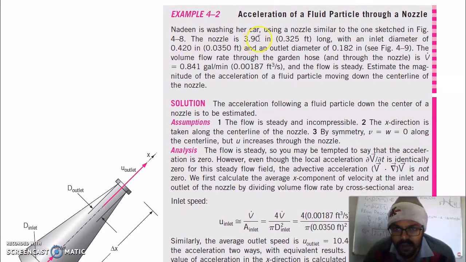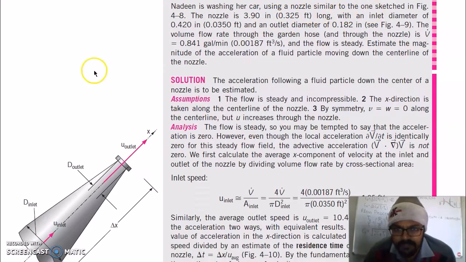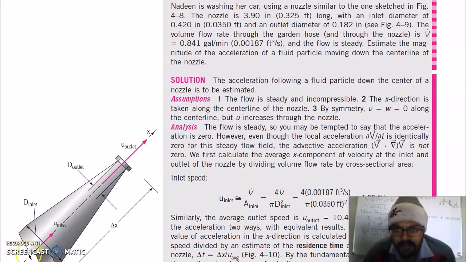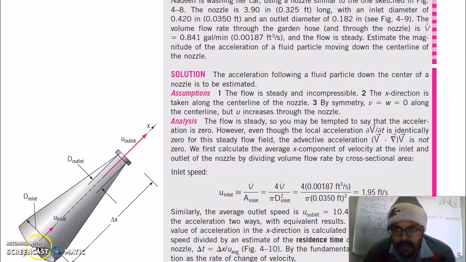Nadine is washing her car using a nozzle similar to the one sketched. Here, the nozzle diameter on this side, which is the inlet, is 0.420 inch. The nozzle outlet diameter is 0.182 inch and the length of this nozzle is 3.9 inch. The volume flow rate through this nozzle is given as 0.841 gallon per minute and the flow is steady. Estimate the magnitude of the acceleration of a fluid particle moving down the center line of the nozzle.